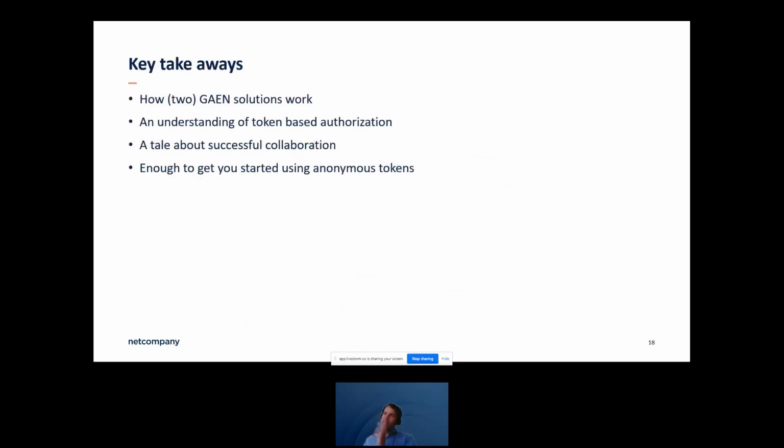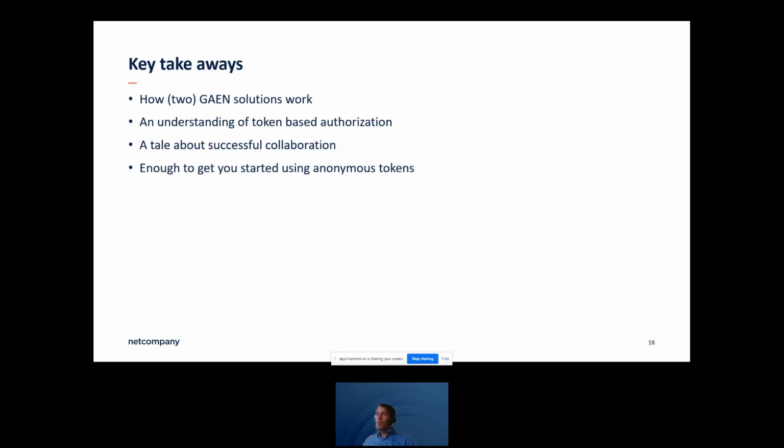So the key takeaways should be how the two GAEN solutions work, because the Danish and the Norwegian solutions are quite similar. I mean, in general terms, we haven't dived into all the gory details. That's another talk. And then an understanding of token-based authorization, both the well-known bearer and how anonymous tokens are used and implemented in this particular solution.